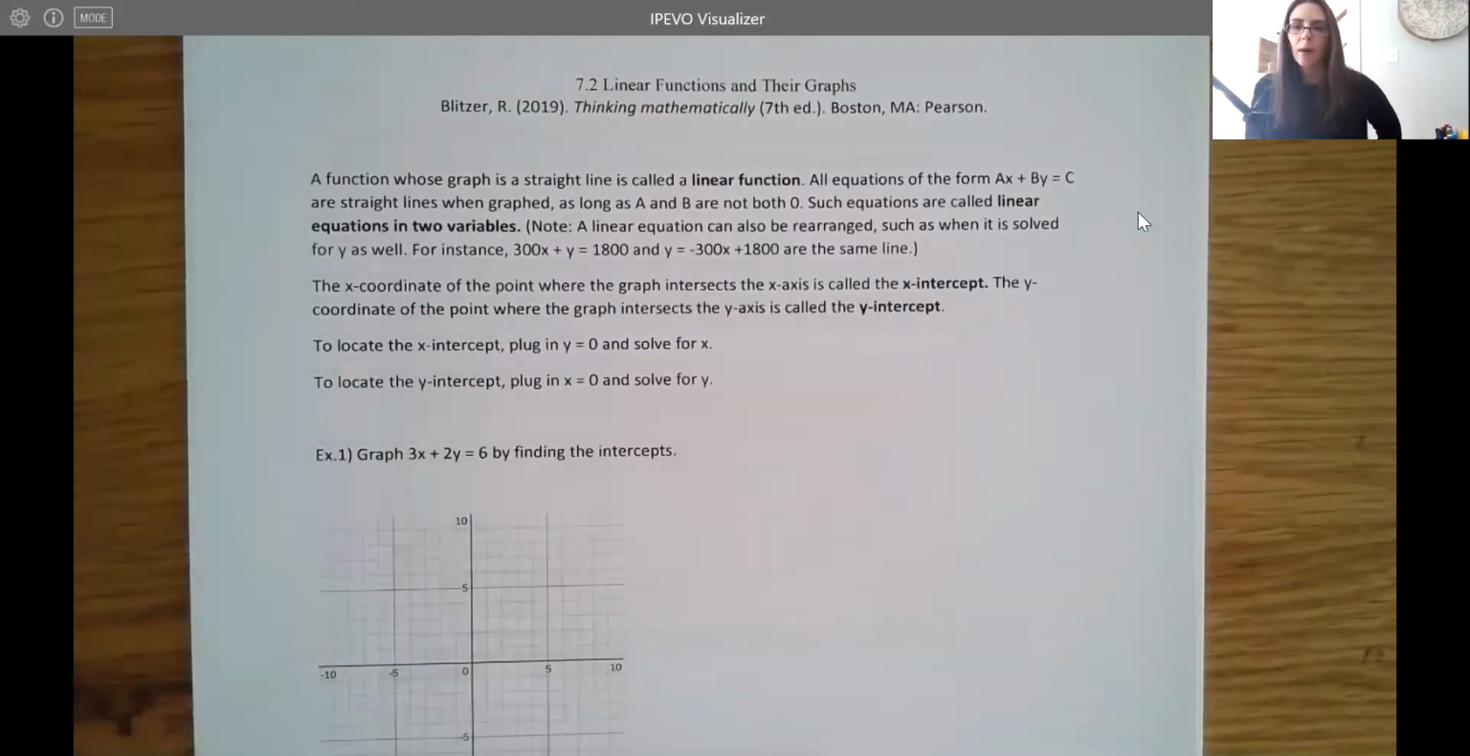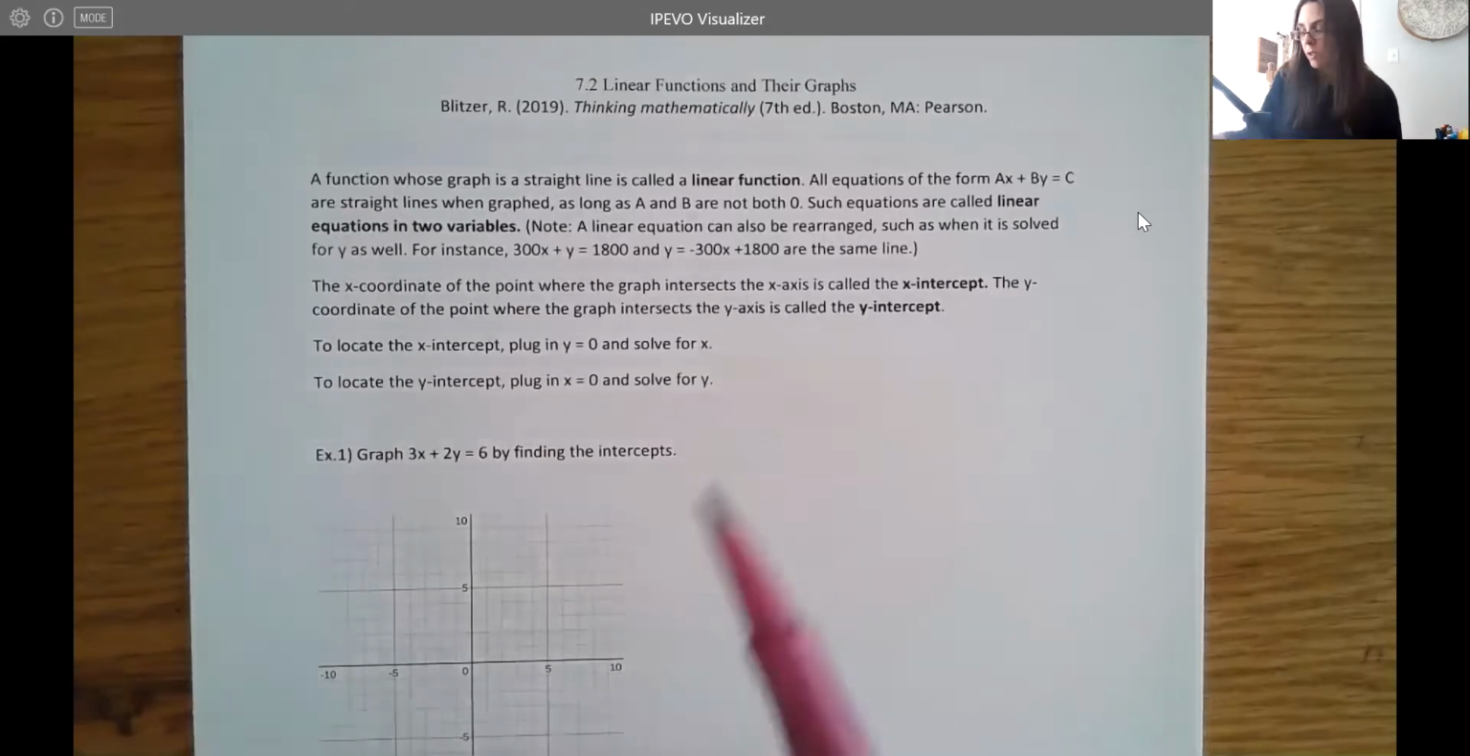Now we're going to still talk more about functions and graphing, but focusing on linear equations and linear functions this time. So graphs that are specifically lines instead of looking at curves. A function whose graph is a straight line is called a linear function.